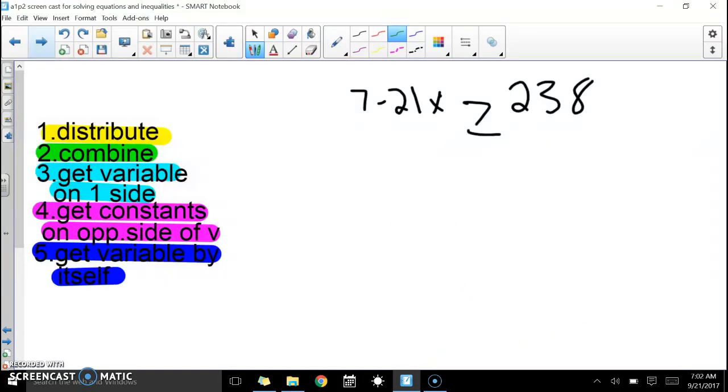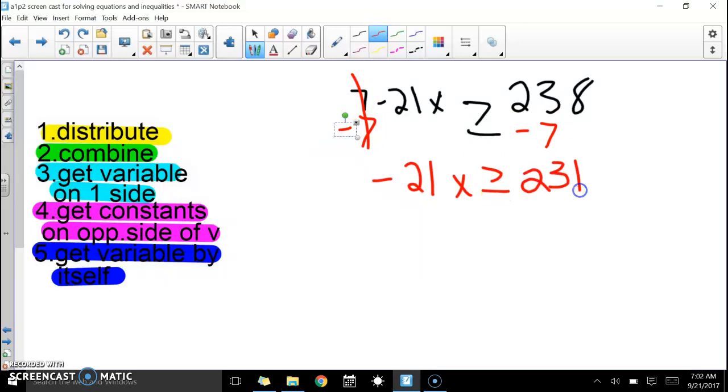All right, let's try this one. Okay, I can't distribute. I can't combine like terms. My variable's already on one side. Step 4 says get constants on the opposite side of the variable. Here's my variable. Here's my constant. So I need to subtract 7 on both sides. So then I'm left with negative 21x is greater than or equal to 231. That was get constant on the opposite side of the variable.